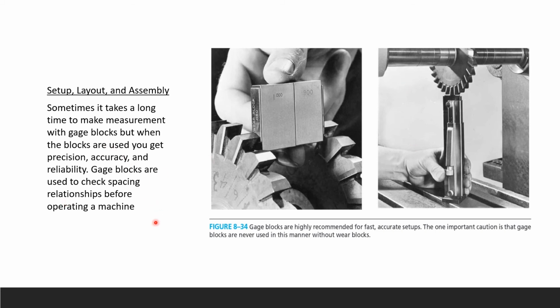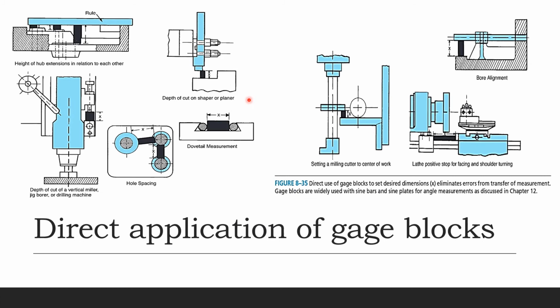So it takes a long time to make measurements with gauge blocks, but when the blocks are used, you get precision. You also get accuracy, and reliability come a long way. So gauge blocks are used to check spacing relationships before operating a machine. Here, I'm just giving you an example of direct use of gauge blocks. Direct application of gauge blocks to set the desired dimensions eliminates errors from transfer of measurement.